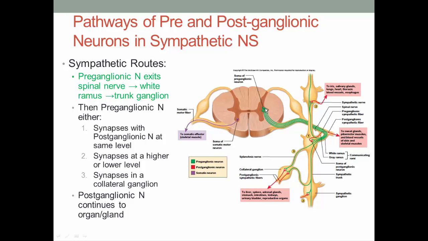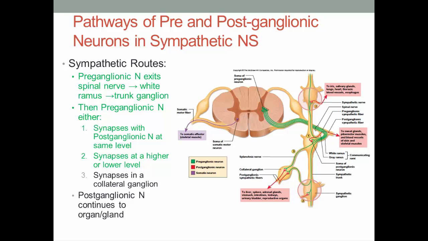So the preganglionic neuron cell body is within the spinal cord. The axon then leaves the ventral root, travels through the spinal nerve, and then leaves the spinal nerve in what's called the white ramus. And from the white ramus, it enters the trunk ganglion. Now, different possibilities. One, the preganglionic neuron can then synapse with the postganglionic neuron at that level right here, and then the postganglionic neuron travels through a region here called the gray ramus, and then continues in the spinal nerve out to whatever effector it is going to.